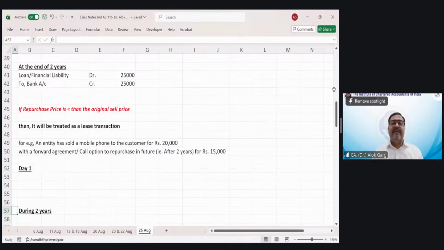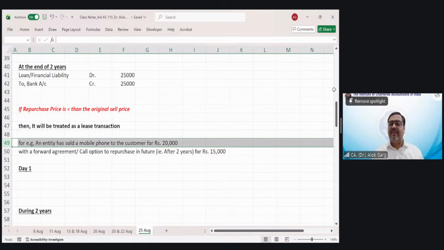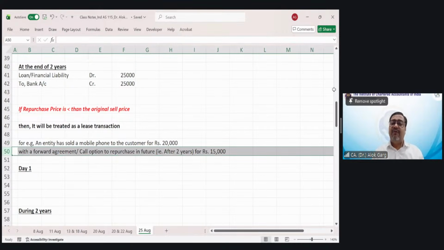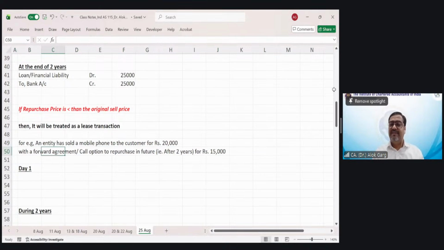For example, an entity has sold a mobile phone to the customer for 20,000 with a forward agreement or call option to repurchase in future for rupees 15,000. On day one, what is the accounting entry? Of course, bank account debit.